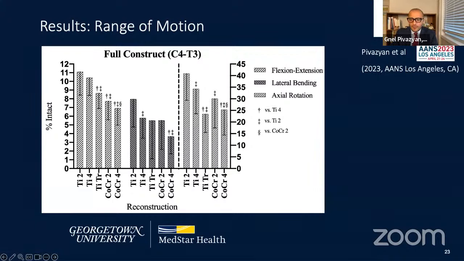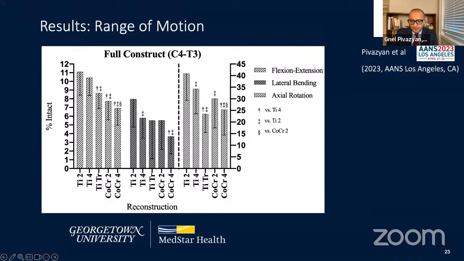If you look at the middle and right section of the graph, which represent the lateral bending and axial rotation, addition of an accessory rod to titanium 2 rods reduced the range of motion. The cobalt chrome 4 rods were more stable than 2 rods, though this difference wasn't as pronounced. And then lastly, the tapered titanium rods, represented by the middle columns, demonstrated superior stability compared to both titanium 2 or 4 rods, represented by the 2 leftmost columns.